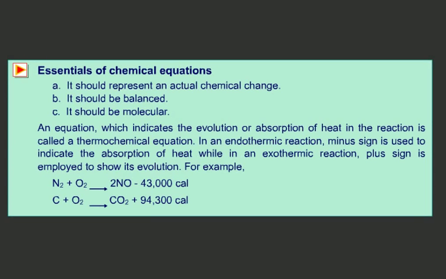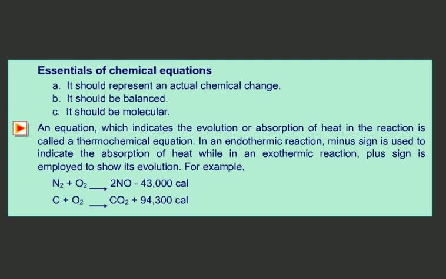Essentials of chemical equations. Students, a chemical equation has three essential characteristics. They are: A. It should represent an actual chemical change. B. It should be balanced. C. It should be molecular.